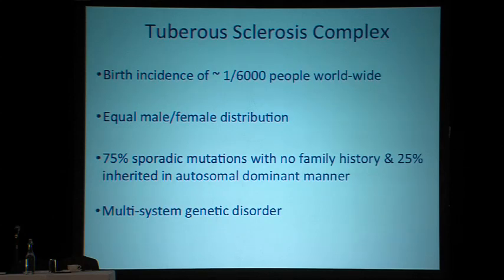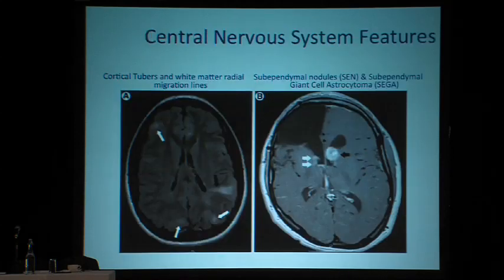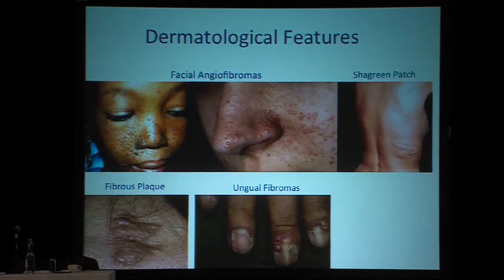Now, TSC is a multi-system disorder, and what that means is that basically any organ system can be affected by TSC. And I'm going to show you a few examples. About 90 to 95% of people with TSC will have some central nervous system manifestations, as you can see here. And they're different. They're cortical tubers, we're looking at radial lines, and then this big one you're seeing here is called a SEGA. Also, up to 90% of people will have dermatological features. You can see facial angiofibromas, that's a shagreen patch. Here we've got fibrous plaques, and then it also affects the nails and the nail beds.